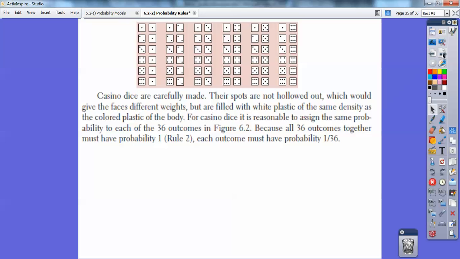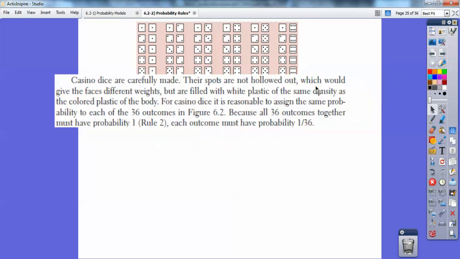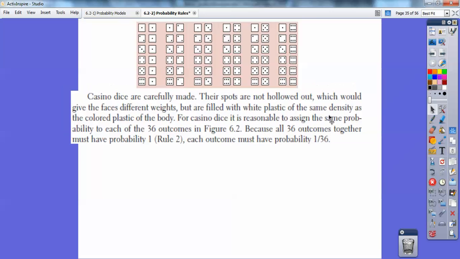So casino dice are carefully made. Their spots are not hollowed out because it would give the faces different weights and different likelihoods to be rolled. So what they do is they fill those spots with white plastic of the same density as the colored plastic of the body, so they weigh the same. So they all have equal chances to come up. So each outcome has 1 out of 36 chance. This is a 1 over 36 probability. So if I wanted to roll this pair right here, it has 1 out of 36 chances.